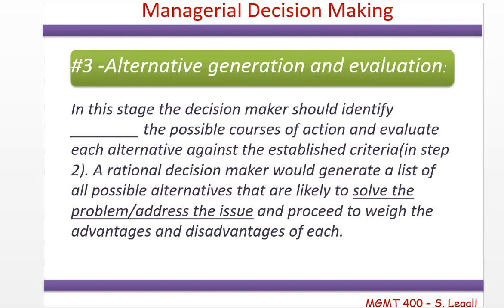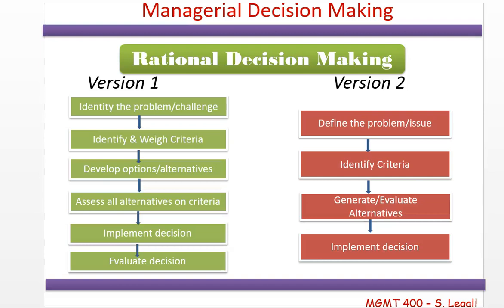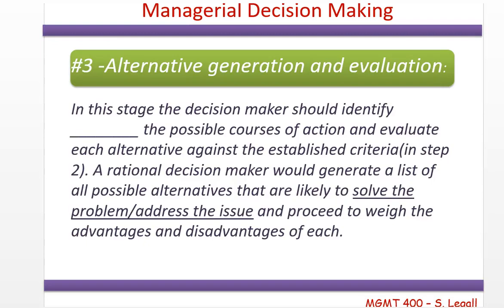So that's it for criteria generation and identifying criteria and understanding that not all criteria is the same, and we come up with different criteria in order to make judgments. Step number 3 in the rational decision making process. So after step number 2, which is identify criteria, we now have step number 3, which is generate and evaluate alternatives. So let's talk a little bit about that. In this stage, the decision maker should identify all the possible courses of action and evaluate each alternative against the established criteria in step 2.